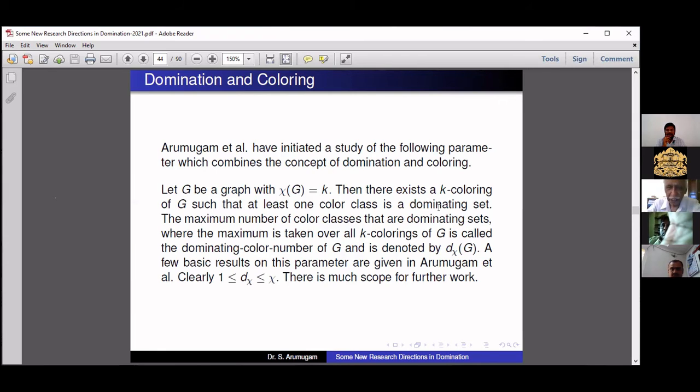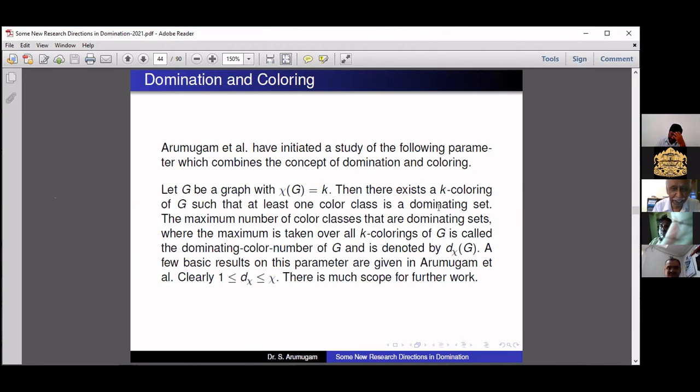Because you take a coloring V1, V2, ..., Vk, take the first color class V1. If it is a dominating set, my problem is already over. I have a color class which is a dominating set. Suppose V1 is not a dominating set. That means there is a vertex sitting in another color class which is not dominated by V1. You take that vertex and put it in the first color class. It continues to be a coloring because it's not dominated, and it continues to be independent. So transfer that vertex from one color class to the first color class.